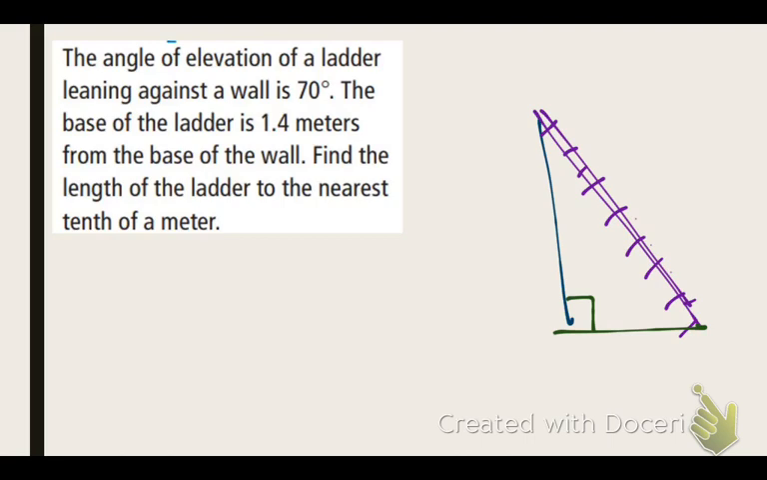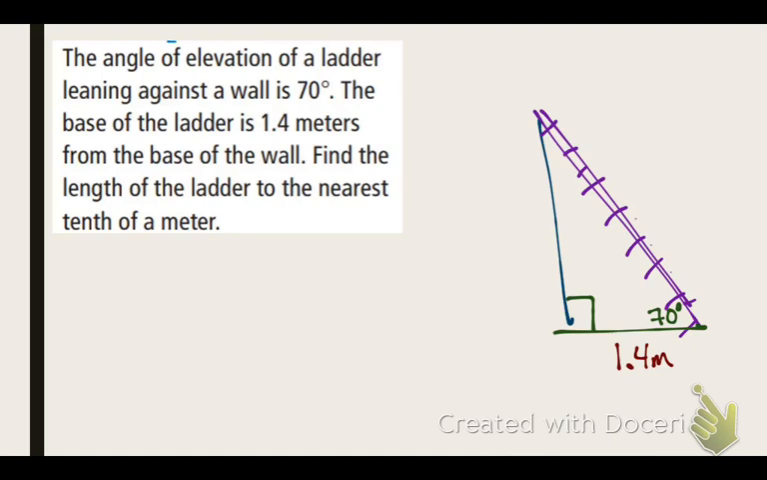It says the angle of elevation of a ladder leaning against the wall is 70 degrees. Angle of elevation has to be against a horizontal line. This angle up here is not against a horizontal line. Horizontal goes left and right. So this angle down here is the angle of elevation, and it is 70 degrees. The base of the ladder is 1.4 meters from the base of the wall. So which of the sides do we use to measure the distance from something? The bottom. So the bottom should be 1.4 meters. Then it says, find the length of the ladder to the nearest tenth.